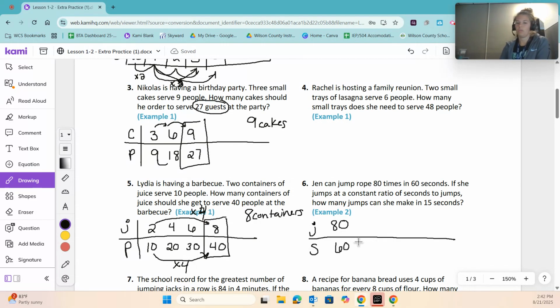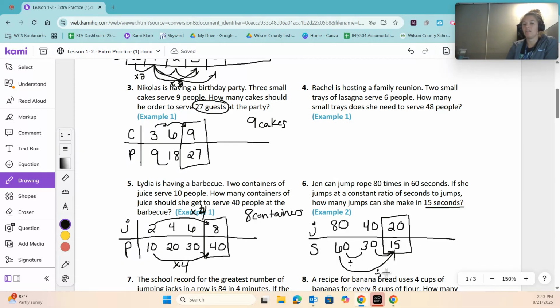So the way I would do this is, I could scale down and do half of that. If I divide by 2, for 30 seconds, she would jump 40 times. Well then half of 30 is 15, so half of 40 is 20. So in 15 seconds, she's jumping 20 times. Another way to do that is you could go directly to this 15 and say, 60 divided by what equals the 15 seconds I'm looking for?